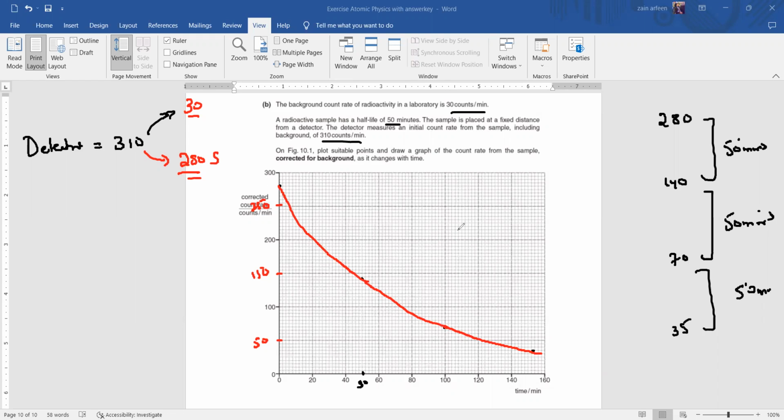So this will be the shape of the graph you will have for this question. You cannot draw this with a ruler, that is wrong, because this is not point to point. It's not a straight line. It's always an exponential decay, a curve.